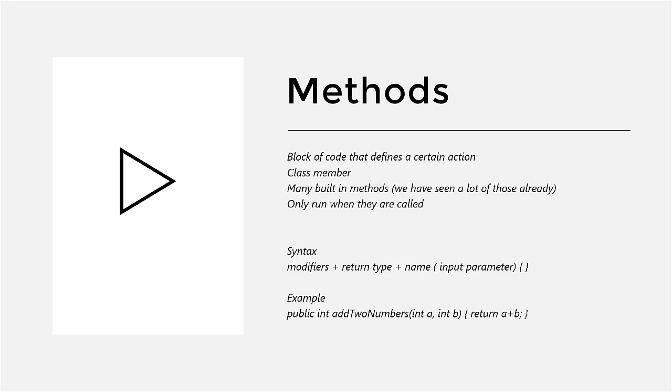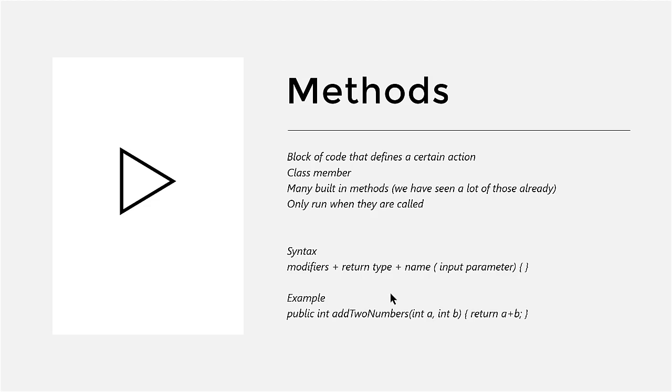But in the example here, it's public. We'll see really soon what that means. Then int, meaning that it gives back an int. The name is addTwoNumbers. And then we specify int a and int b as input parameters for this method. And then the actions of the method start, and that is return. So I give back to whoever called it a plus b. So the result of a plus b. So if I would call addTwoNumbers with 2, 4, it would return 6.